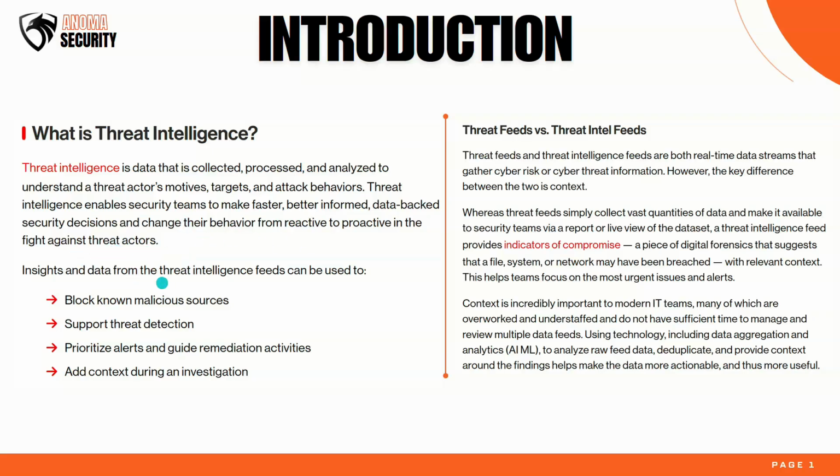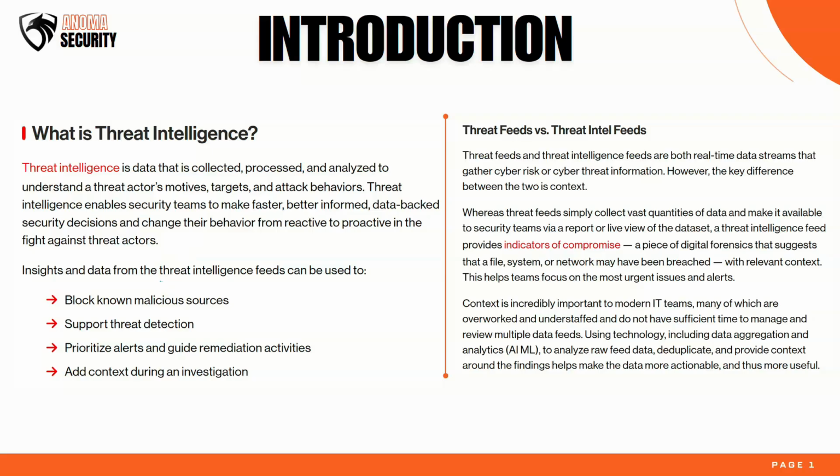So let us move forward with the definition. It says insights and data from the threat intelligence feed can be used to block known malicious sources. It can be any endpoint, IP address, any version of a package or any program or software over the internet. The second one is to support threat detection, and the third one is to prioritize alerts and guide remediation activities and add context during an investigation.